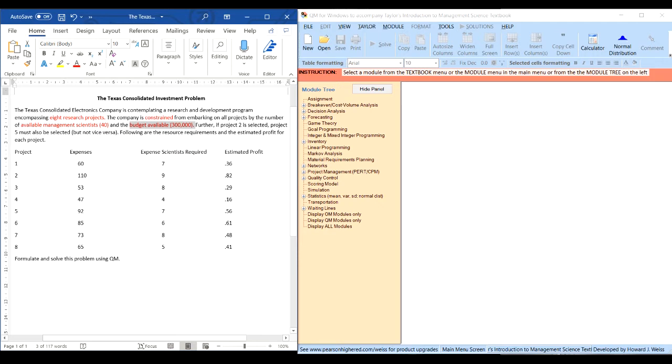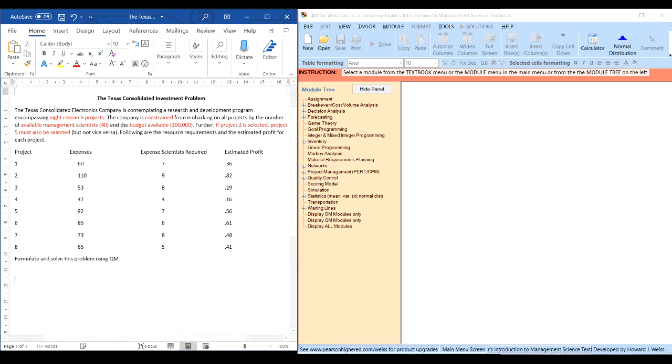Further, if Project 2 is selected, Project 5 must also be selected. So this is another key point. Following are the resource requirements and the estimated profit for each project. So here we see all of the remaining key information. As I said before, this is a relatively simple project. There's only one wrinkle, and we'll talk about that in a couple minutes.